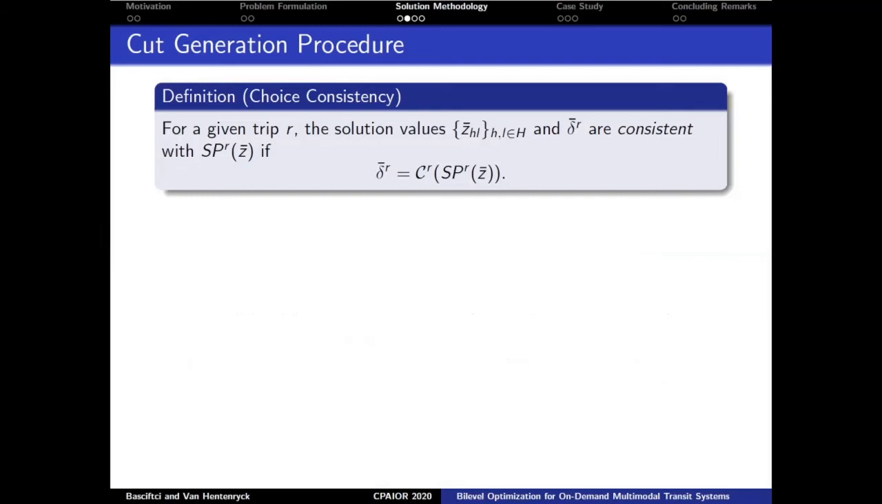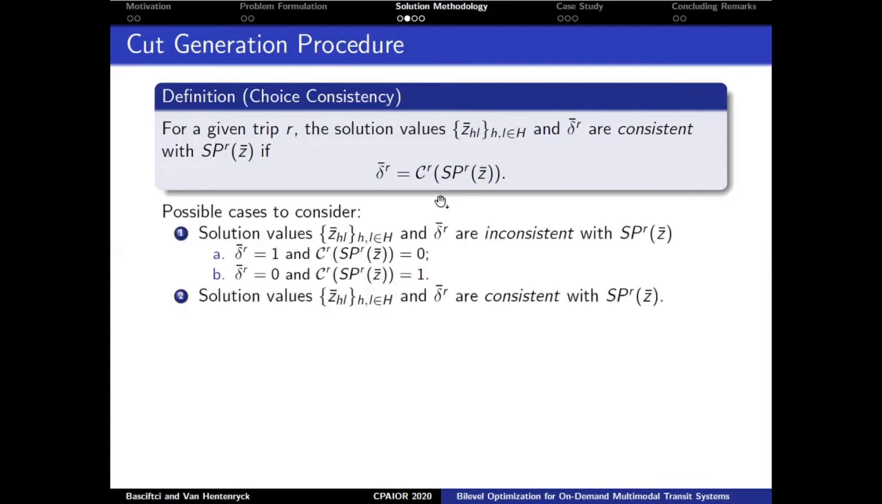So to understand this consistency, let us first formally define what we mean by that. So given this decision variable z, given this solution value z bar and delta bar, once we find the shortest path value and evaluate it under the choice function, it gives us the choice value. And if this value is equal to the value that we obtain in the solution, then we can say that these are consistent. So we can have two possible cases, where in case 1 the solution values are inconsistent and case 2 is consistent.